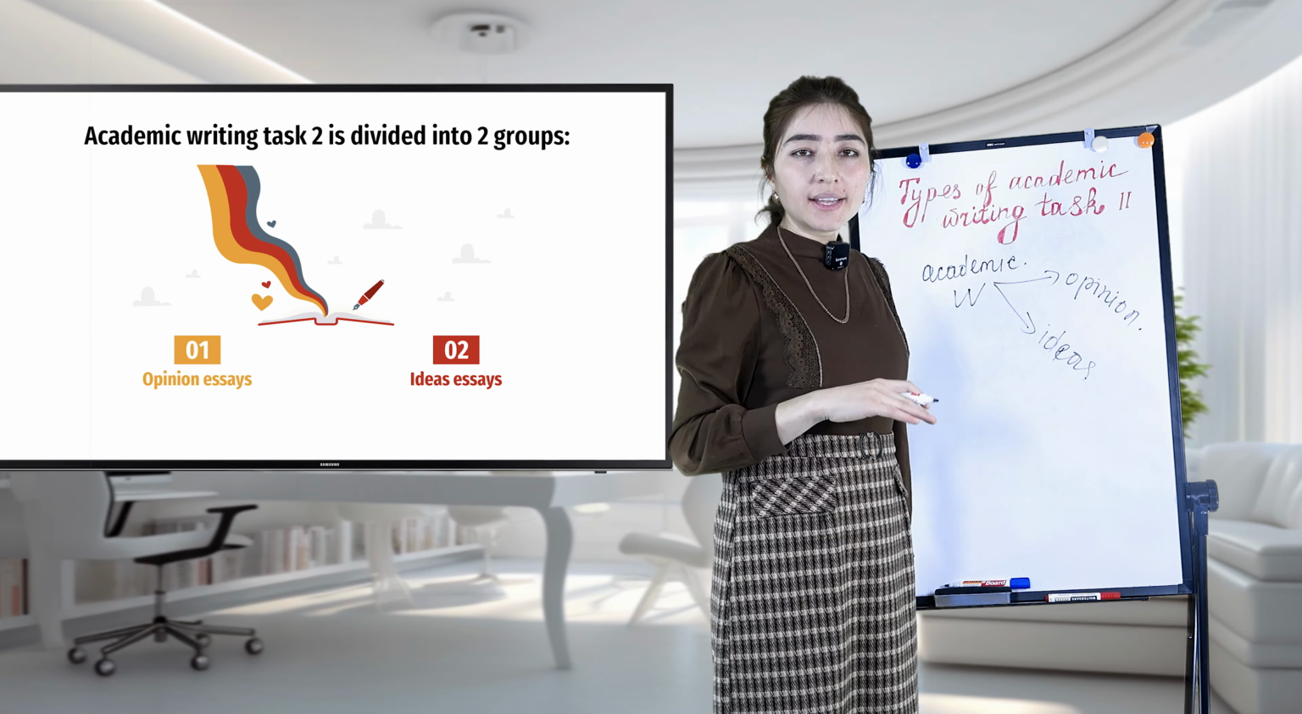Okay, and let me talk about the next subgroup of the opinion essay. It is called, I can say, argumentative essay, as I have mentioned above. Argumentative essay is also divided into 3 subgroups. What are they? The first one is, we can say, optional argument. The second one is called agreeable argument. And the last one is called disagreeable argument.